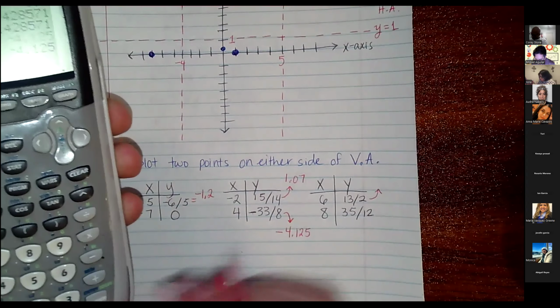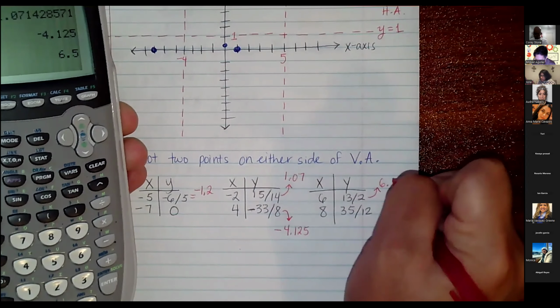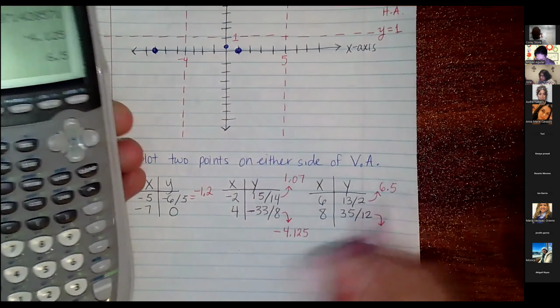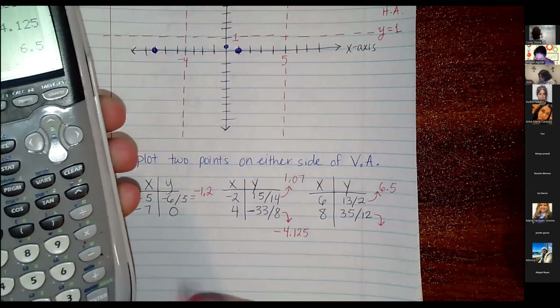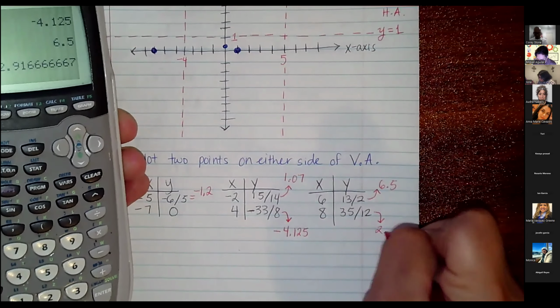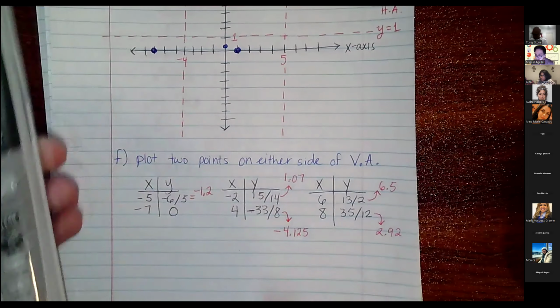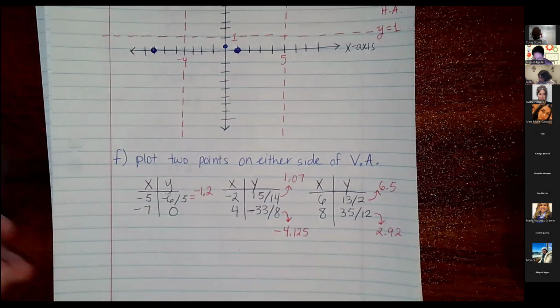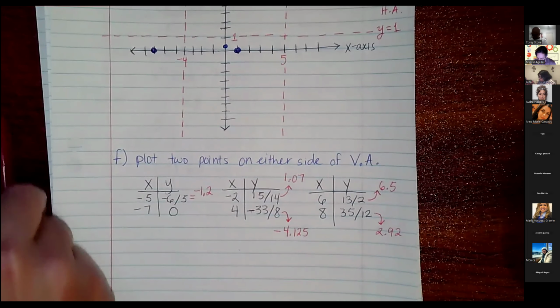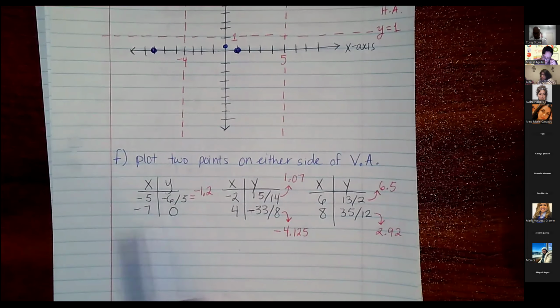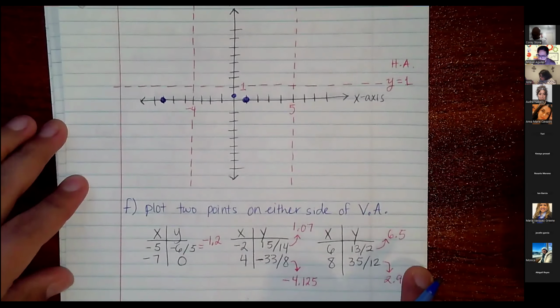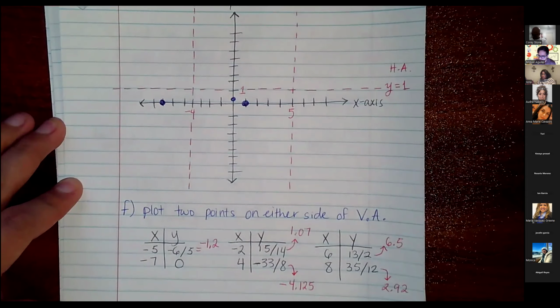13 divided by 2 is about 6.5. And then 35 divided by 12 is about 2.92-ish. Okay, again, doesn't need to be perfect because we're just doing this by hand. But now that I have these points, I can plot them on my graph. Let me zoom out a little bit.